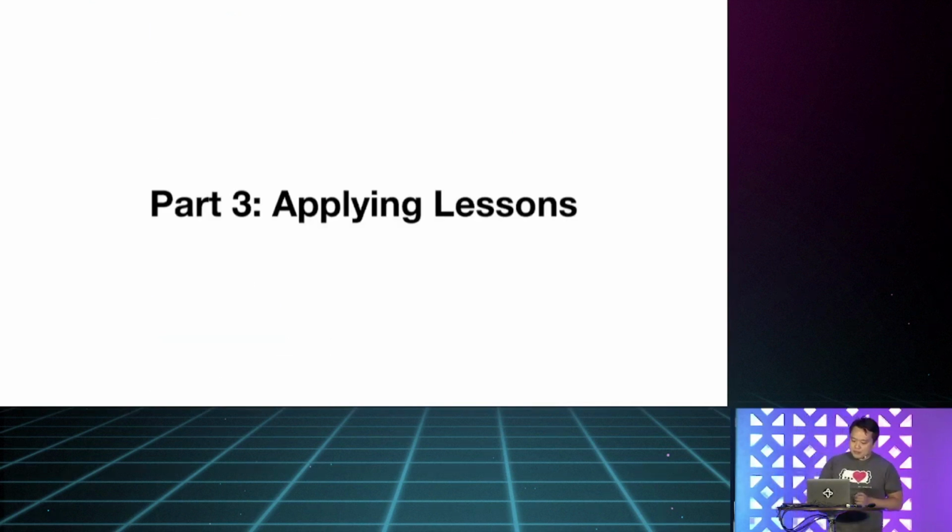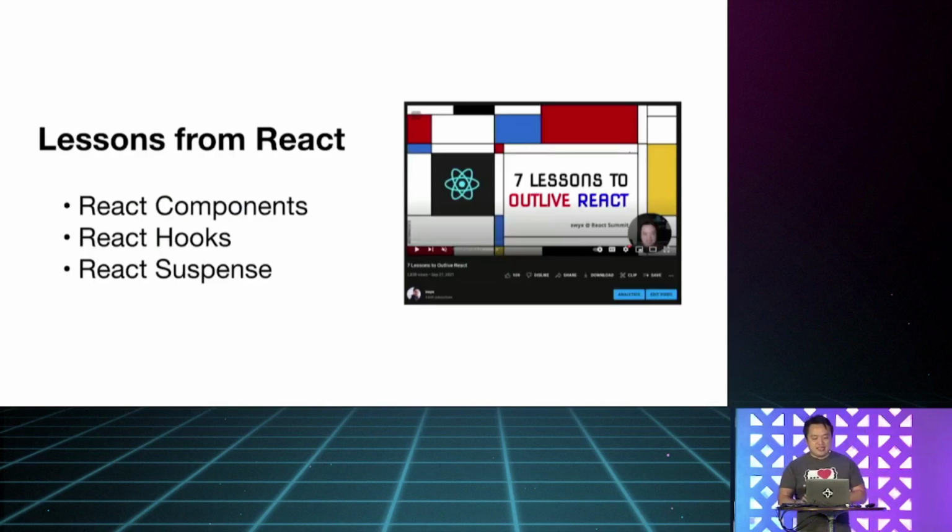All right, so part 3, applying lessons from React. This is the part where you bridge the React and backend distributed systems talks. So I'm going to pick 3 things that inspire me, which are React components, React hooks, and React Suspense. I have a separate talk on 7 lessons that I draw from React, so you can look that up on YouTube. But we're just going to focus on these 3 today, because we do not have that much time.